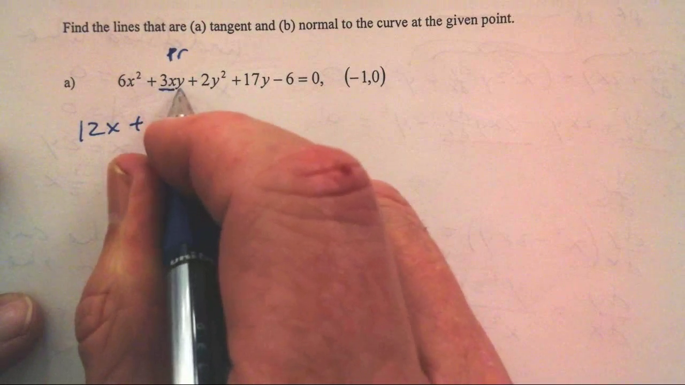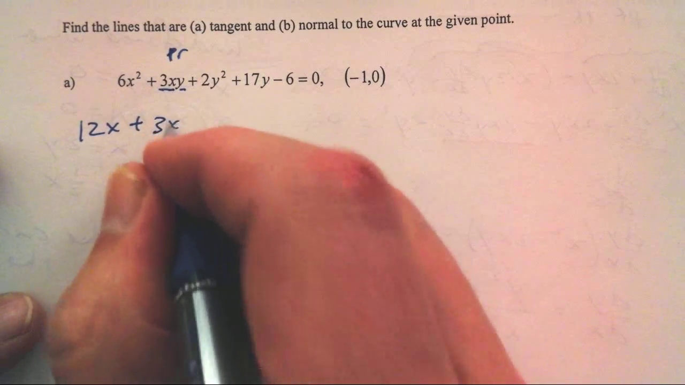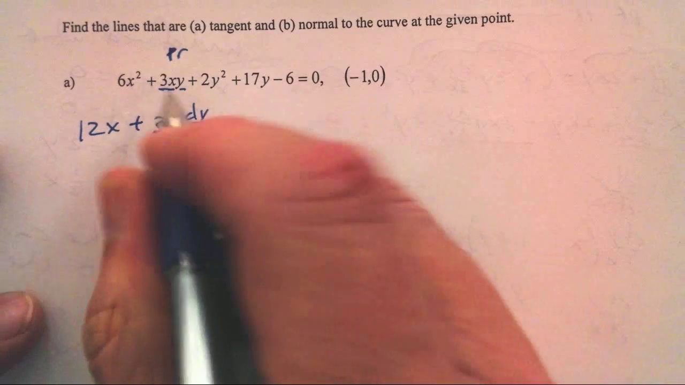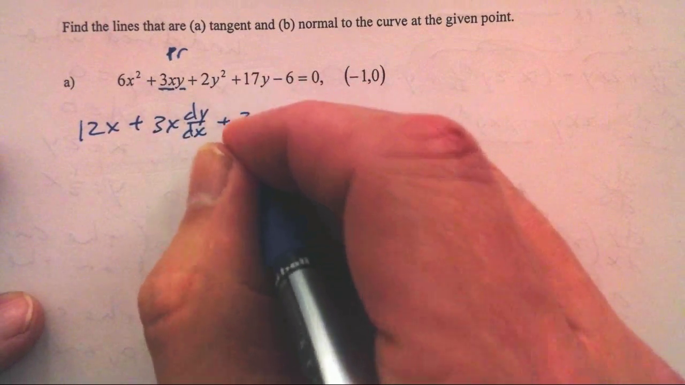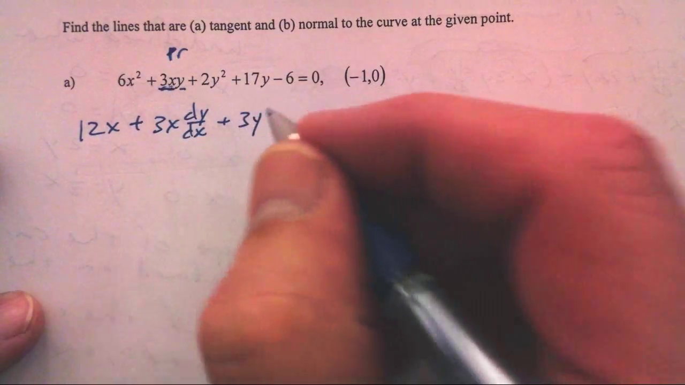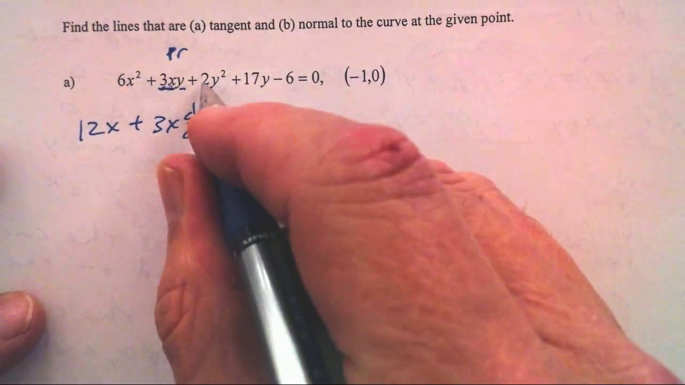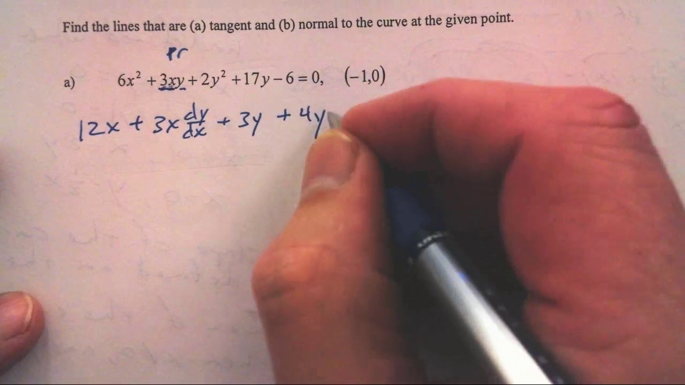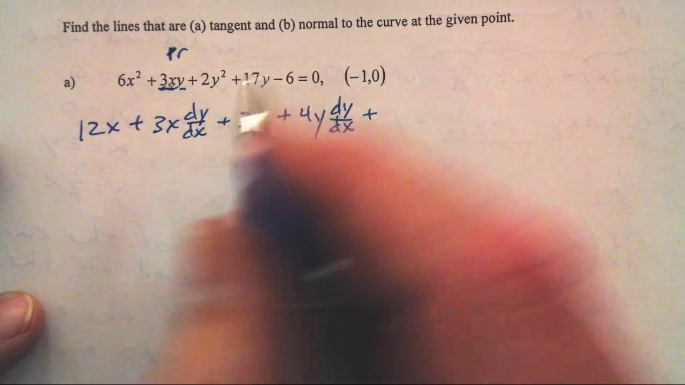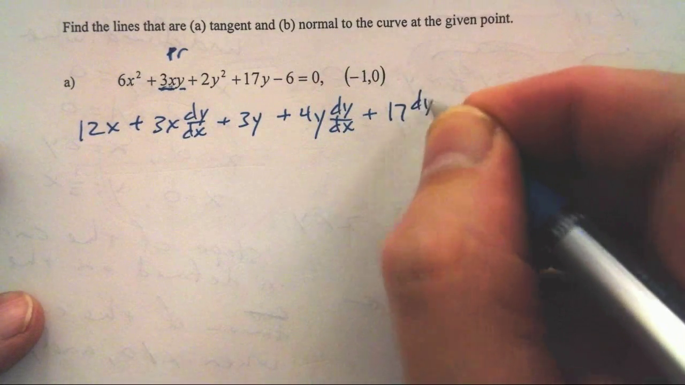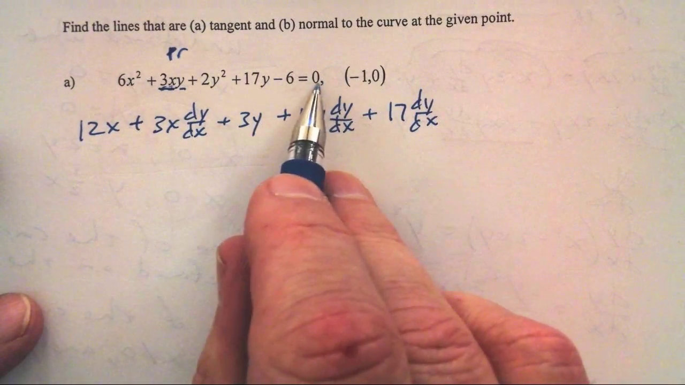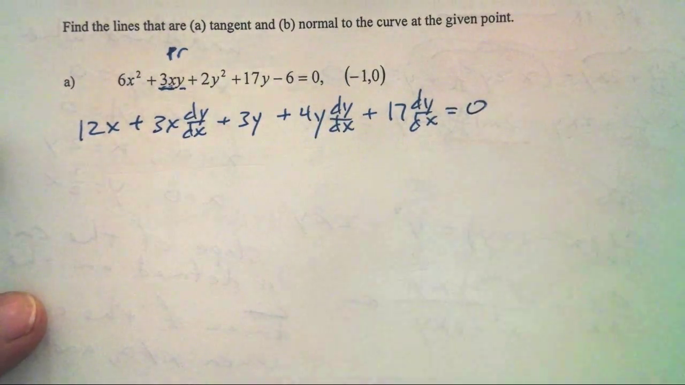I'm going to call this first factor, second factor. The just plain first factor, 3x, times the derivative of the second, dy/dx, plus the derivative of the first, 3, times the just plain second, y, plus the derivative of 2y squared, 4y dy/dx, plus the derivative of 17y, 17 dy/dx, plus the derivative of negative 6, 0, equals the derivative of 0, 0.